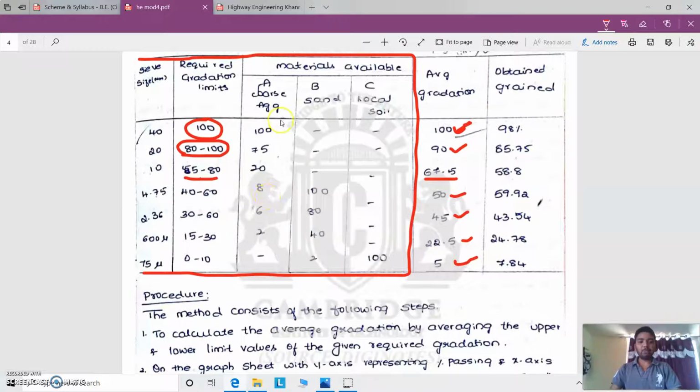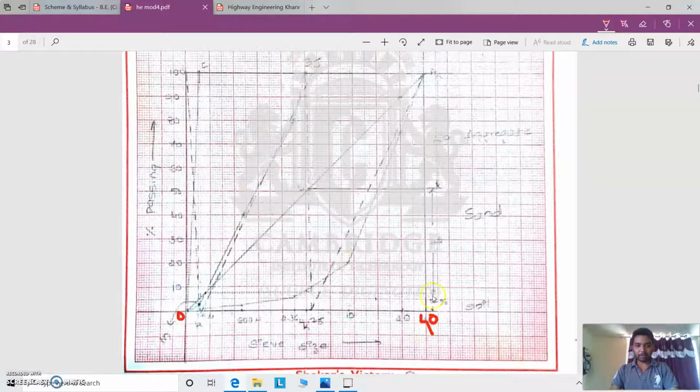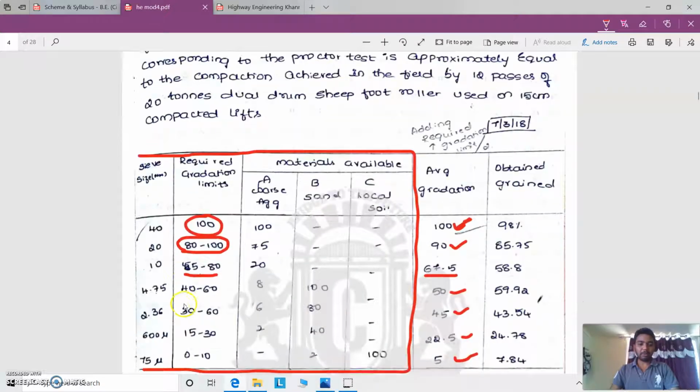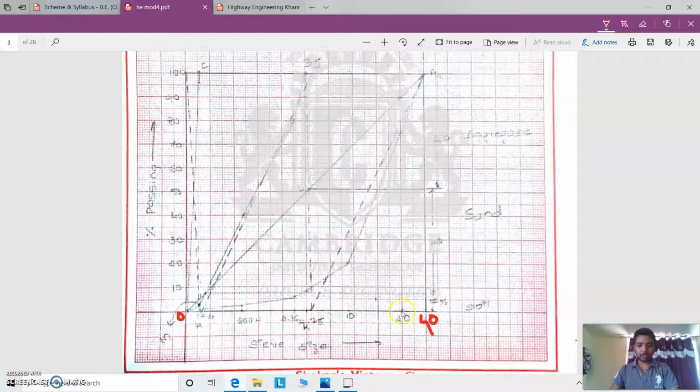First I will plot the graph for material A. Material A has, for 40 mm, 100, for 20 it is 75, for 10 it is 20, for 4.75 it is 8, for 2.36 it is 6, and for 600 micron it is 2, and the same content is drawn here. For 40 mm it is 100, right? And for 20 it is 75. Where 20 is lying, 75 is plotted here, between 70 and 80.